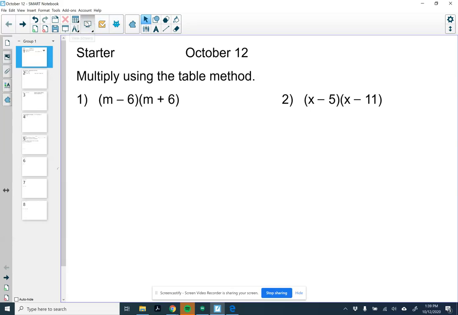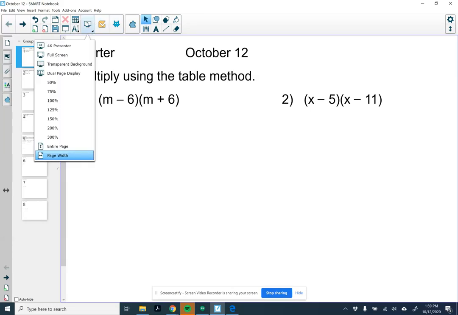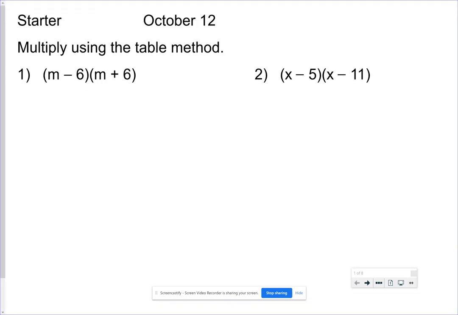All right, today is October 12th. This is for my B-Day students, but my A-Day students can use this too if you're a little ahead. This is just extra that A-Day students don't have to do, but it would be a good thing if you are ahead. All right, so we're going to look at the starter that I did today.